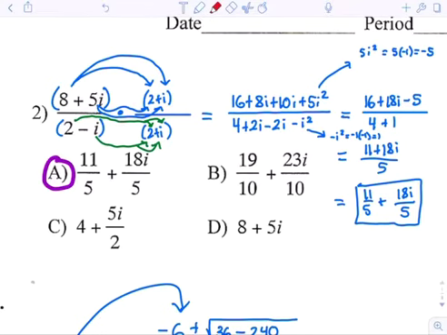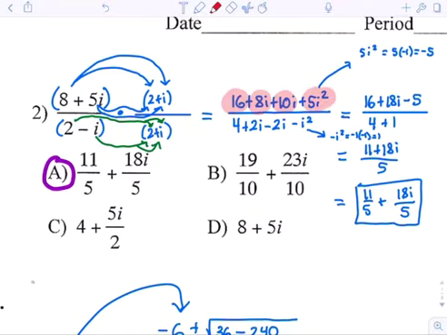Okay, so we'll do the top. We got 8 times 2, and then 8 times i. And then we got 5i times 2, and then 5i times i. So we're going to get 8 times 2, which is 16. 8 times i, 8i. 5i times 2, 10i. And 5i times i is 5i squared.